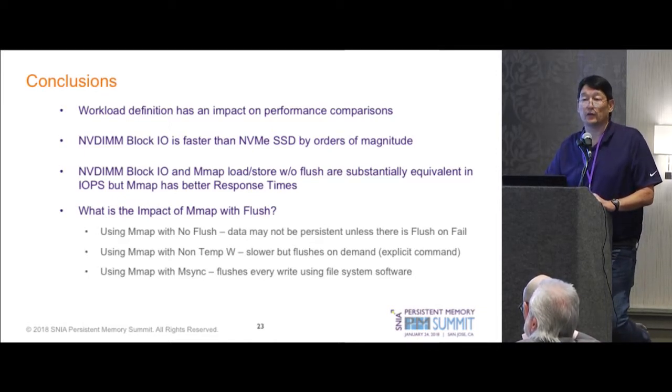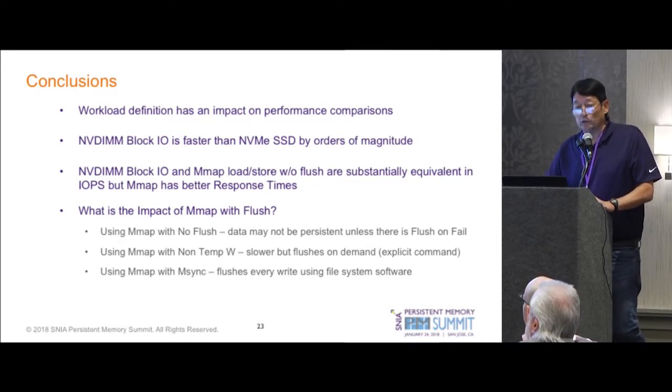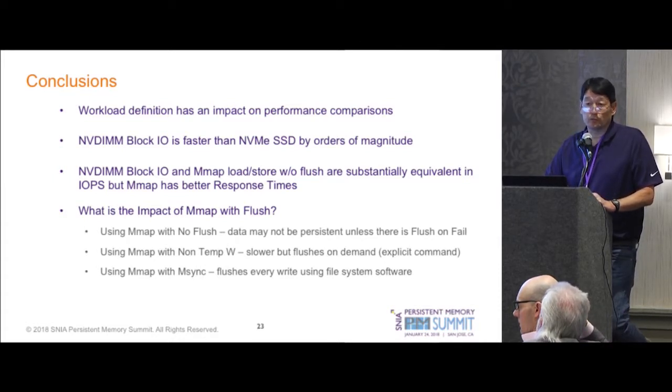So you saw 27,000 IOPS versus 2.1 million. At the same time, if you look at the NVDIMM block I/O versus the MEMMAP load store without flush, you have substantially equivalent IOPS performance, but the response times, MEMMAP has better response times than block I/O.